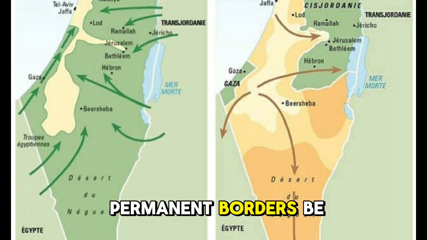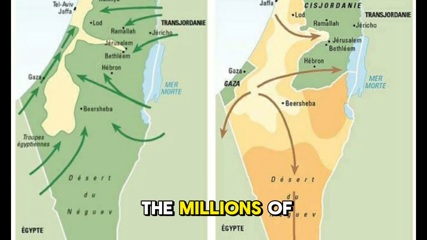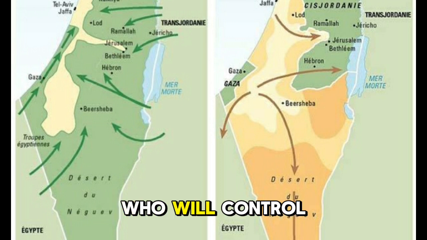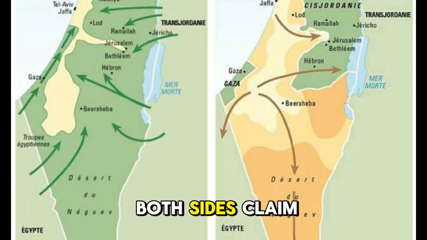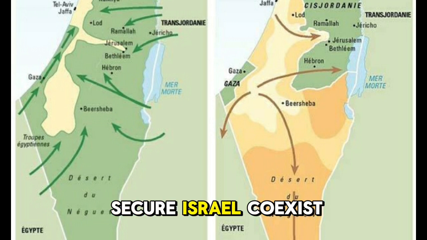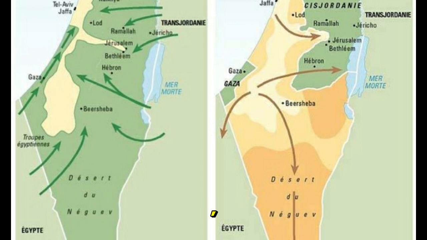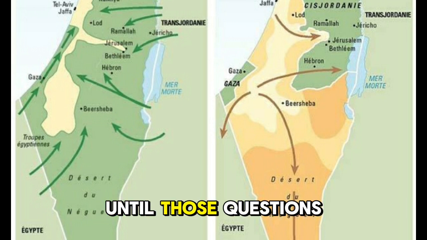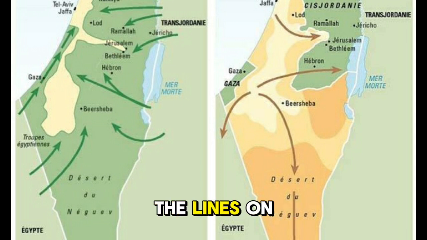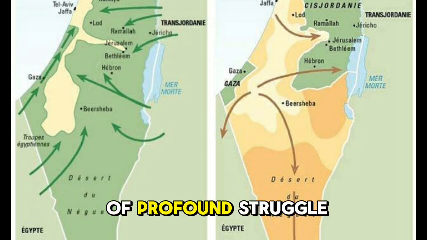Where should the permanent borders be drawn? What happens to the millions of Palestinian refugees? Who will control Jerusalem, which both sides claim as their capital? And can a secure Israel coexist alongside an independent, viable Palestinian state? Until those questions are answered on the ground, the lines on this map will remain a source of profound struggle.